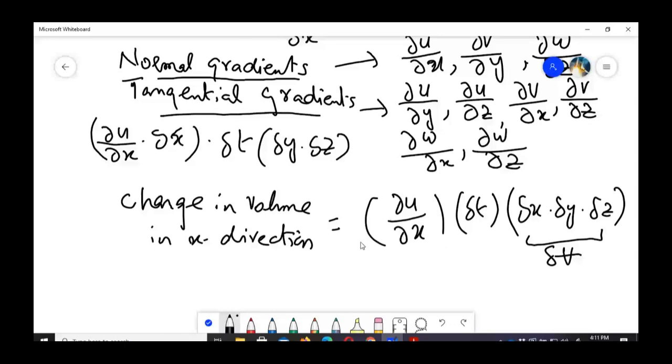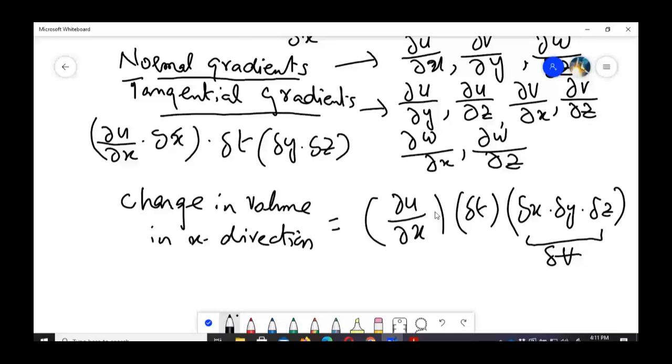So have you understood this point, how I have taken the change in volume in the x direction? I have taken the velocity gradient, multiplied it with the time interval in which the deformation has occurred, and then multiplied it with the surface area where that deformation is taking place. Okay. This delta x was here due to that Fourier series expansion which we have treated.